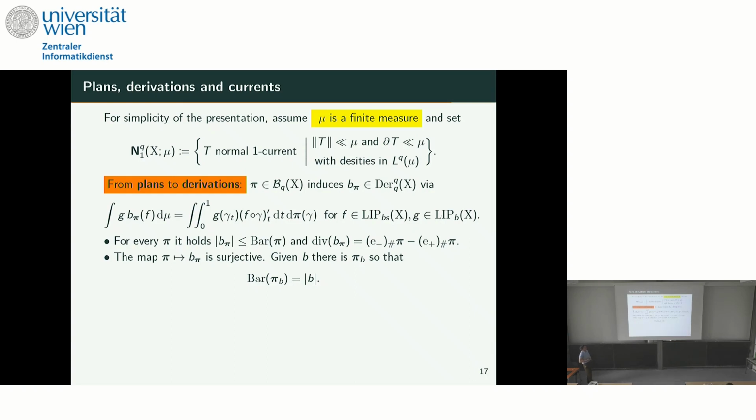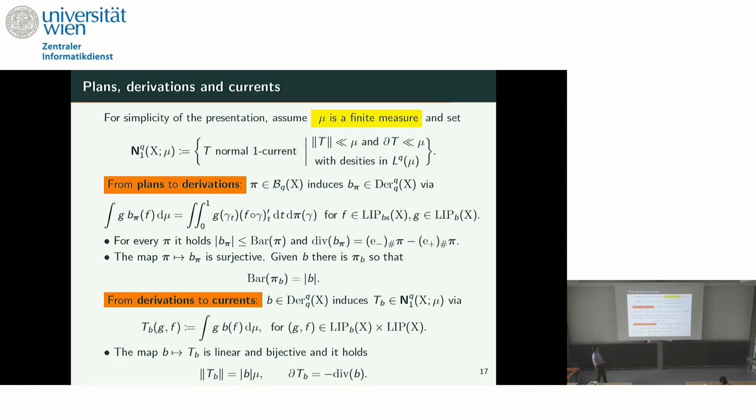And actually you can show that for every pi, the modulus of B induced by pi is less than or equal to the barycenter, and the divergence is minus the boundary of pi. And this map is actually surjective, and for any B you can find a pi B so that you have an equality. So it's a submetry.